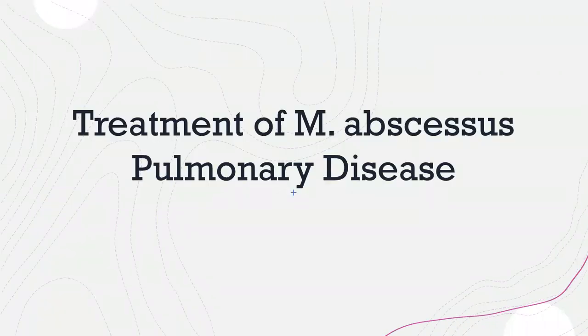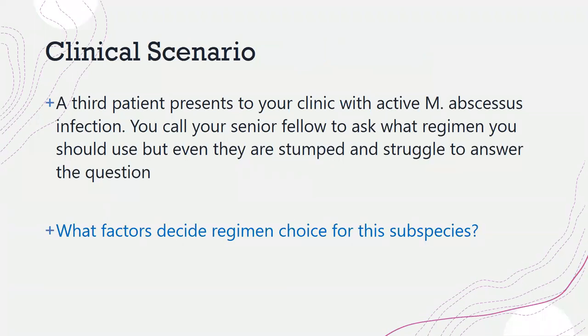Finally, we come to Mycobacterium abscessus pulmonary disease. So, you have a patient that comes in, the 3rd patient in your clinic, and they have Mycobacterium abscessus. You call your senior fellow, and you're struggling with what regimen to use, and even your senior fellow is stumped and struggles to answer the question. I will go through the reasons why this is such a tough question, and what factors decide the regimen of choice for this subspecies.